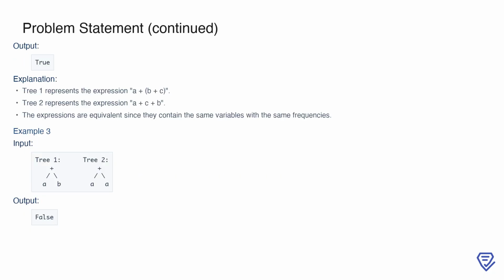Now, consider a slightly more complex case in example 2. Here, tree 1 has the root node plus with children a and another plus node, which itself has children b and c. This represents the expression a plus b plus c. Tree 2, on the other hand, has the root node plus with children a and c, and the c node has a child node b. This represents the expression a plus c plus b. While the structures of these trees differ, both contain the exact same variables a, b, and c with the same frequencies. Therefore, these trees are equivalent, and the function should return true.